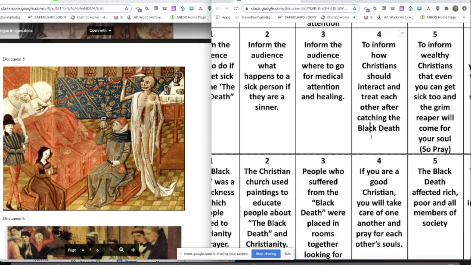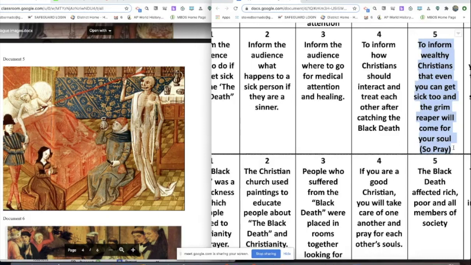You're going to pass from the disease, and according to the Christian tradition, if you're a good person, you go to heaven. If you're evil, the Grim Reaper will come to take your soul. So the purpose is to inform wealthy Christians that even you can get sick too. And if you're evil, the Grim Reaper will come for your soul.